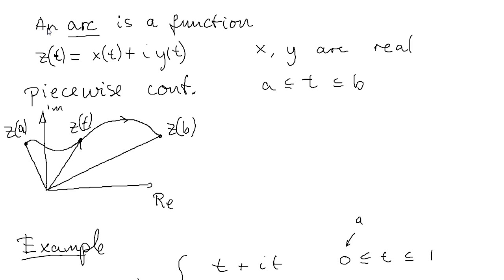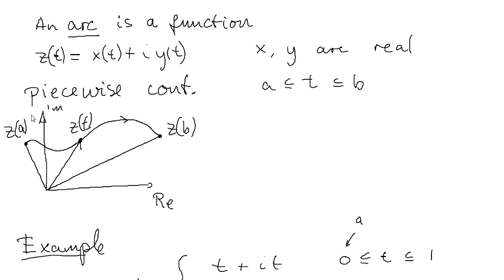An arc is considered to be a function z of t, where t is a real variable, with real part x of t and imaginary part y of t. And this t is considered to be in some interval from a to b. The easiest way of imagining this t is to consider it as some kind of time.